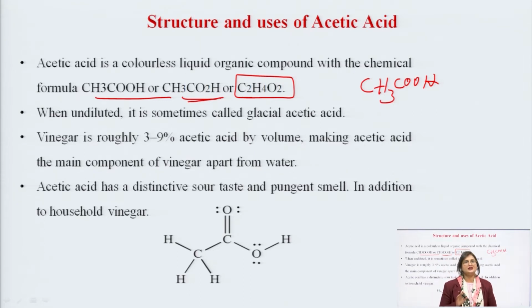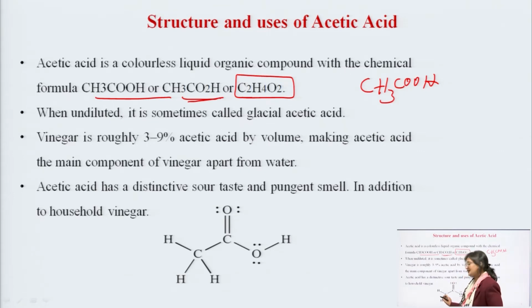Acetic acid when undiluted is also known as glacial acetic acid. Vinegar is roughly 3 to 9% acetic acid. Vinegar is a very common household item which is used in the kitchen, mostly in Chinese cuisine. This vinegar is roughly 3 to 9% acetic acid by volume, making acetic acid the main component of vinegar apart from water. Acetic acid has a distinctive sour taste and a pungent smell.